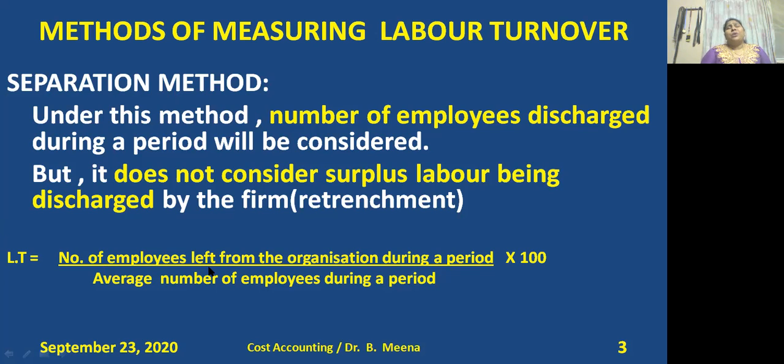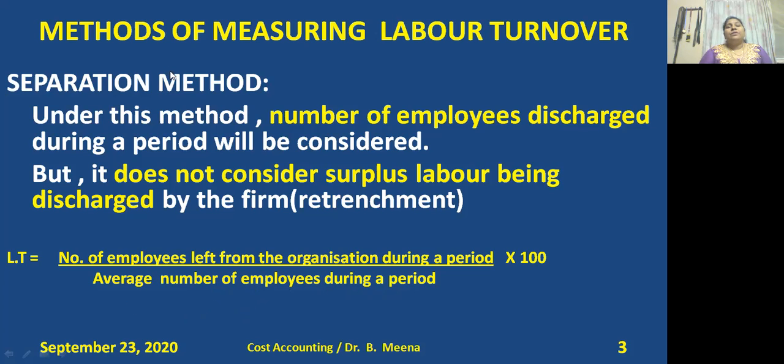The left, in the sense, you can consider how many of them resigned, how many of them left, how many of them were discharged from the organization during that particular period, will be in the numerator. The denominator in all the formulas will be the average number of employees during the period, into 100. How to calculate the average number of employees? Employees at the beginning plus employees at the end, divided by 2. So we can apply that formula to get the average number of employees, and in the denominator, we will substitute it.